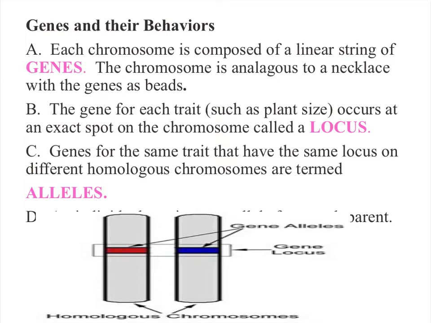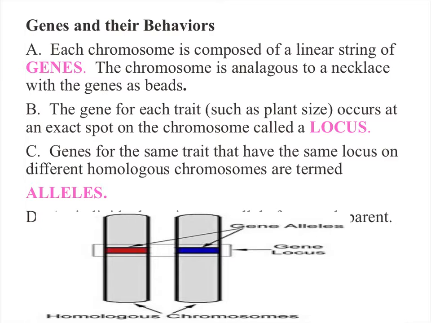Okay, so that brings us to genes. Each chromosome is made up of genes. We talked about that earlier. You have lots of genes on each chromosome. Think of a necklace, and each individual bead is one gene. It takes a whole bunch of beads to make up the one necklace, the one chromosome.